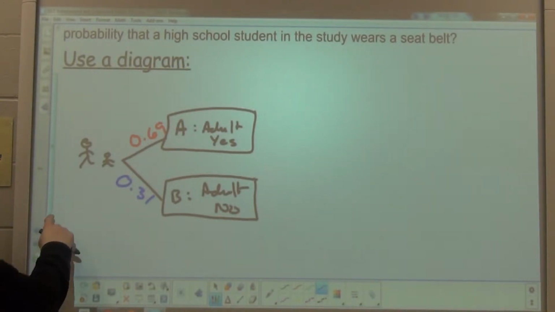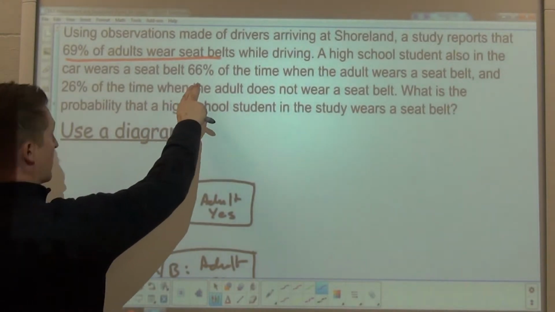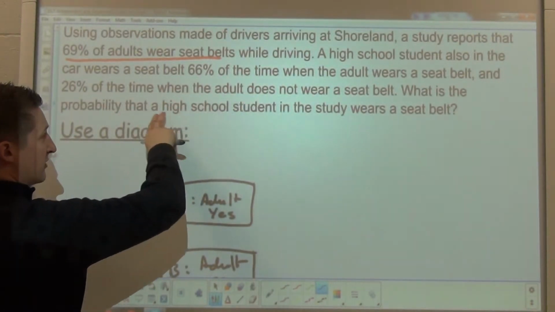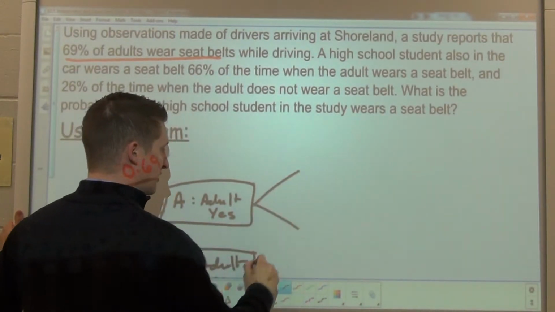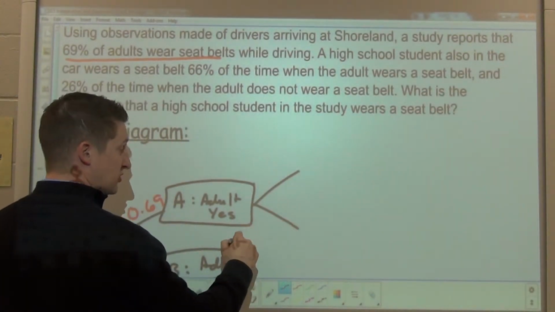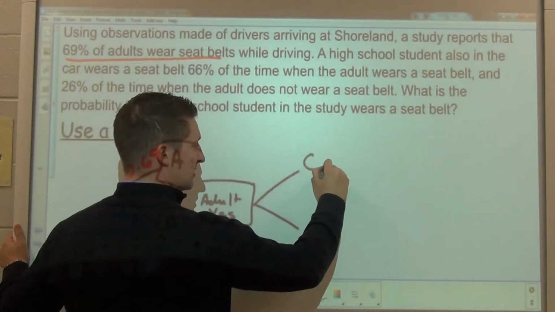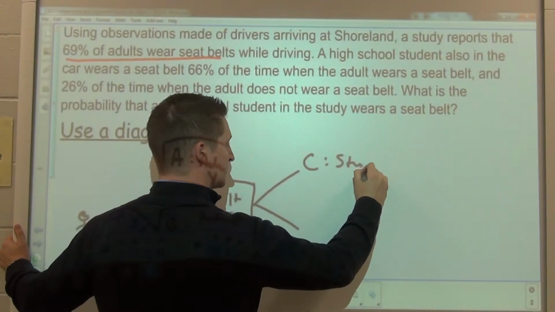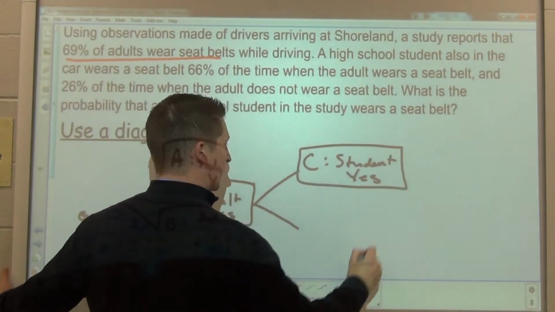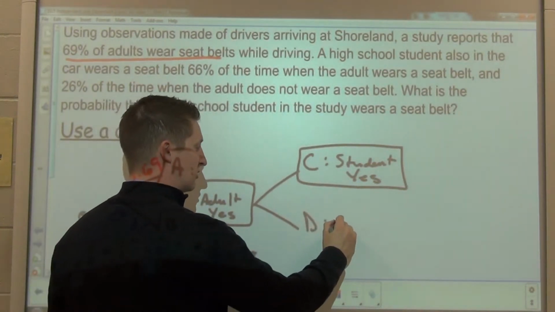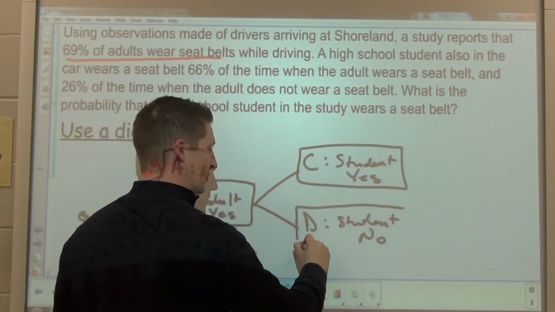Now, as I continue on, because I'm given numbers for when the student wears a belt with the adult wearing it and with the adult not wearing it, I'm going to continue on with my diagram. If the adult wears one, the student could wear one. So I've got A and B, so we'll call this event C. Event C, student, yes, wears a seatbelt. And event D would be the student does not, student no seatbelt.